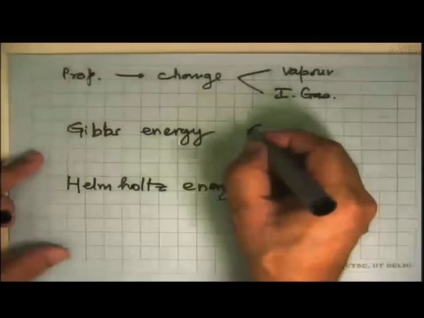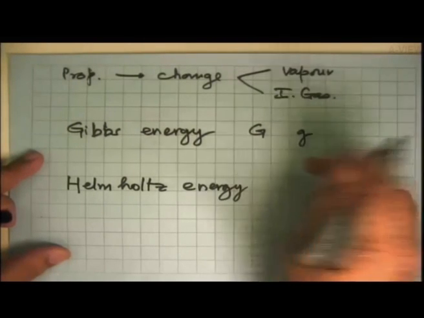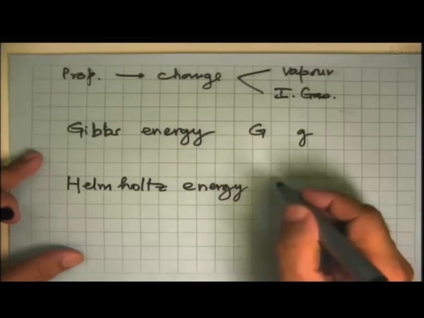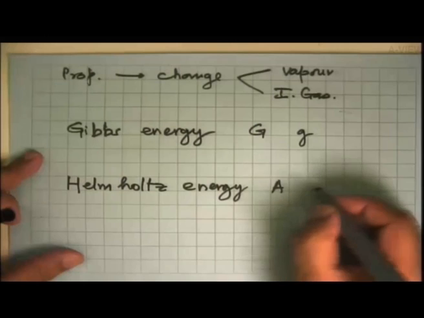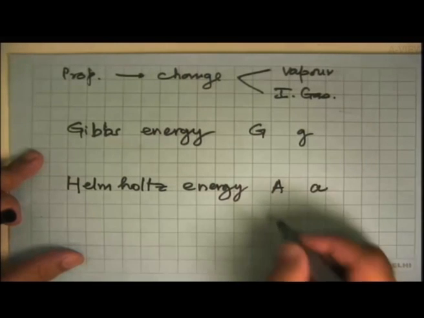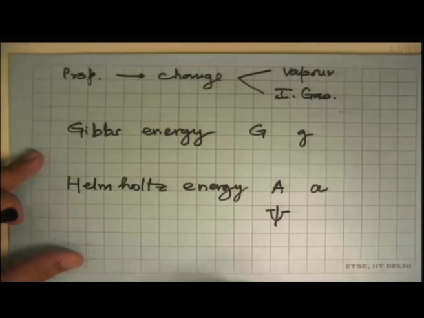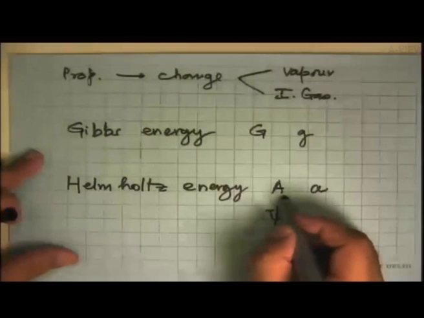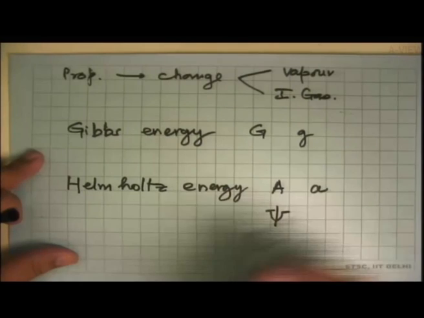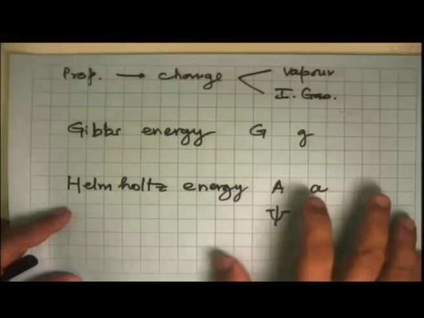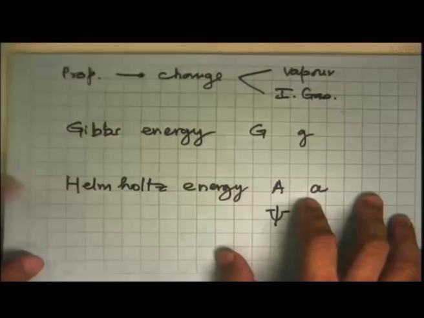Gibbs energy is denoted by G. The specific Gibbs energy is small g. For Helmholtz, we will use the symbol A, but in some books you will find the symbol psi has also been used. We will use capital A for total Helmholtz energy, small a for specific, and these definitions complete the set of properties that we would like to have for a pure substance.